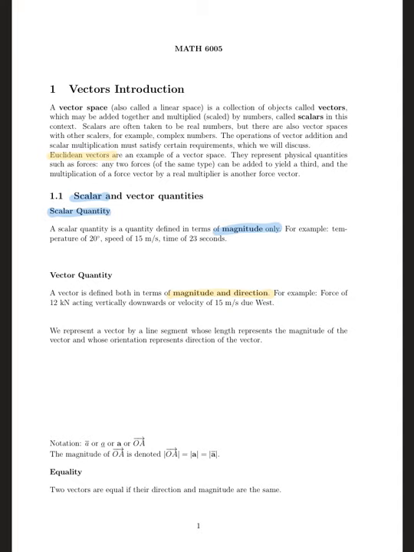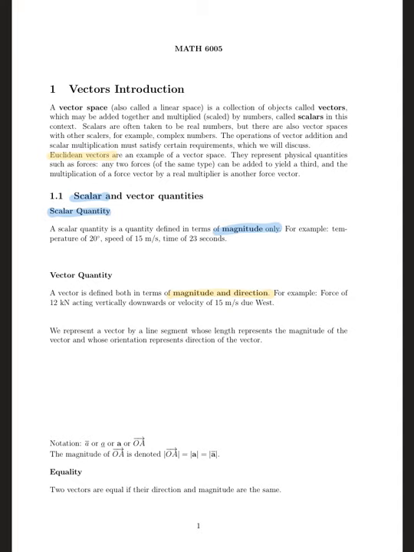By contrast, a vector quantity is something that has magnitude and direction. The examples given here are a force of 12 kilonewtons acting vertically downwards, or a velocity of 15 meters per second due west. So 15 meters per second due west is a velocity, a vector quantity. But a speed of just 15 meters per second with no direction is a scalar quantity.